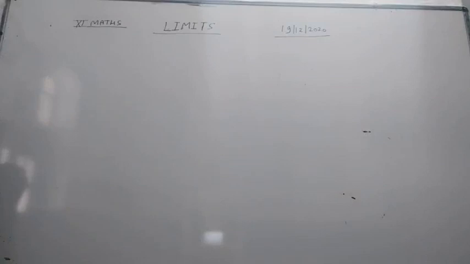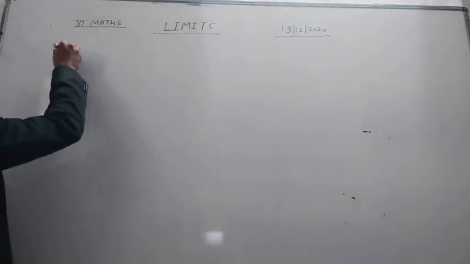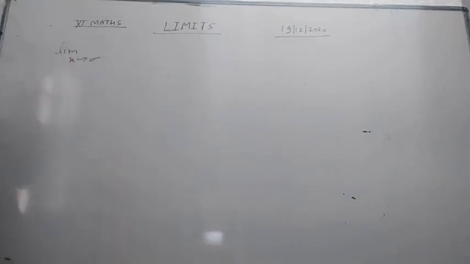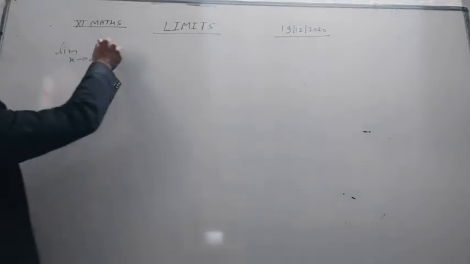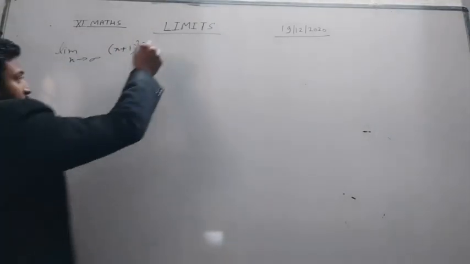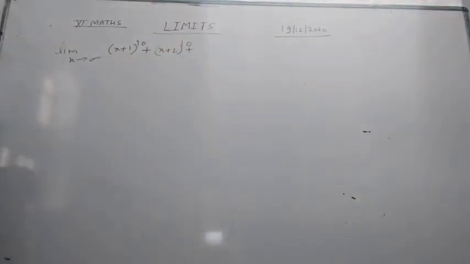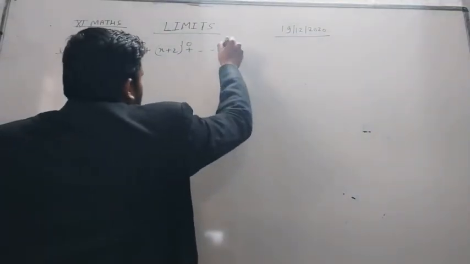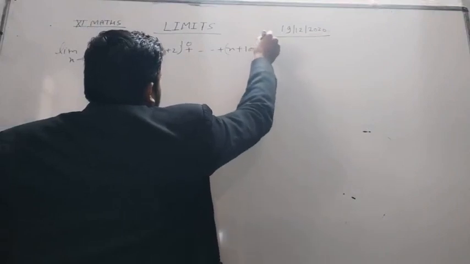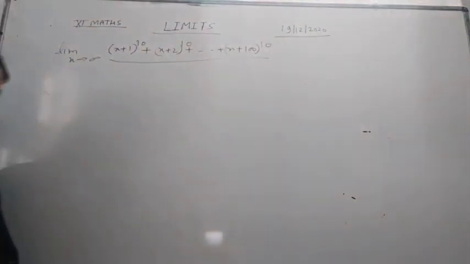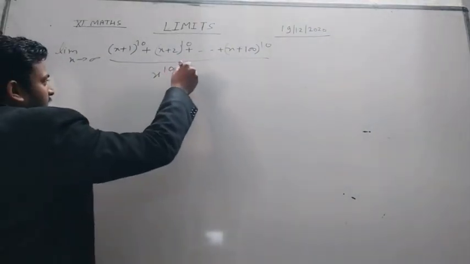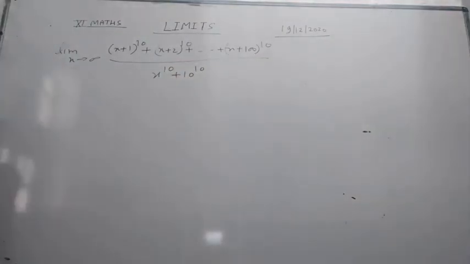The next question is, students: limit x tends to infinity of (x plus 1) to the power 10, plus (x plus 2) to the power 10, plus dot dot dot, plus (x plus 100) to the power 10, divided by x to the power 10 plus 10 to the power 10. Now we have to find the limit of this.